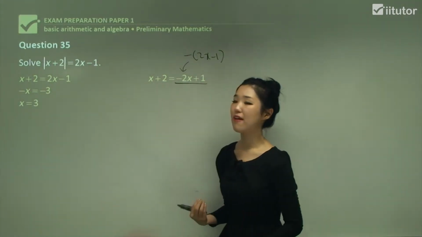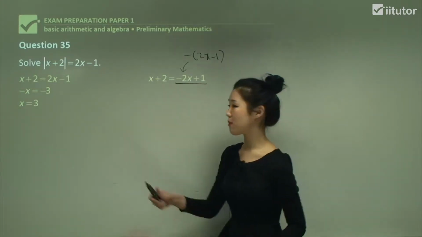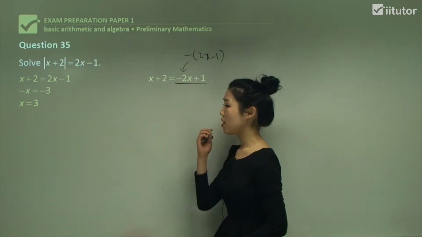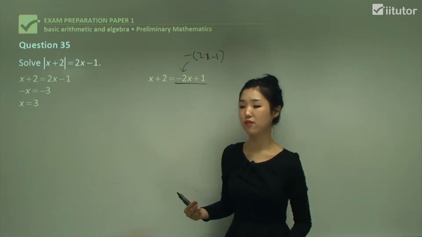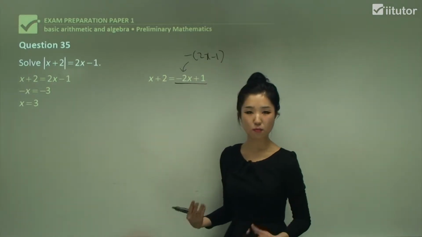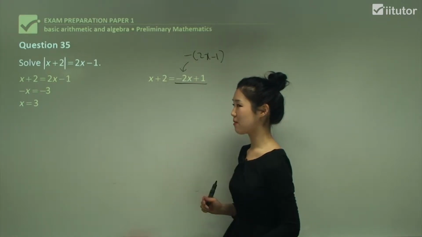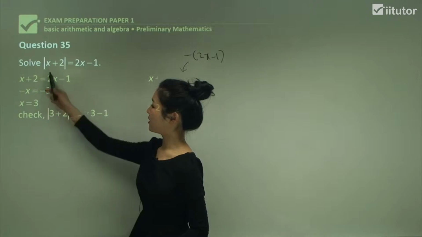Now with absolute value questions, it's very important for you to check your answers, especially if you have pronumerals on both sides of your equation. So make sure when you get your values, you don't stop there, you must check your values. And that's also part of your marking. So if you don't check, you will get marked down. So just keep that in mind. So I'm going to check it. So I put 3 into here.